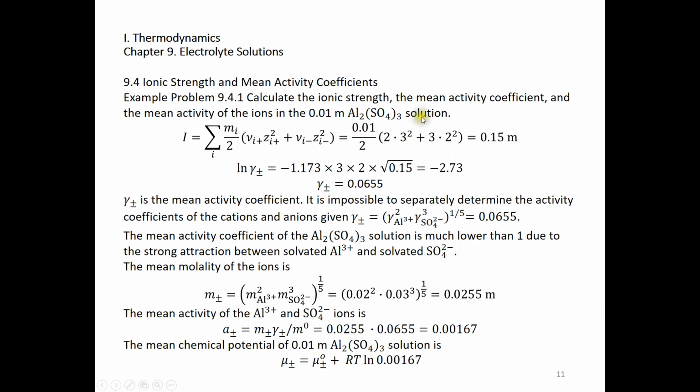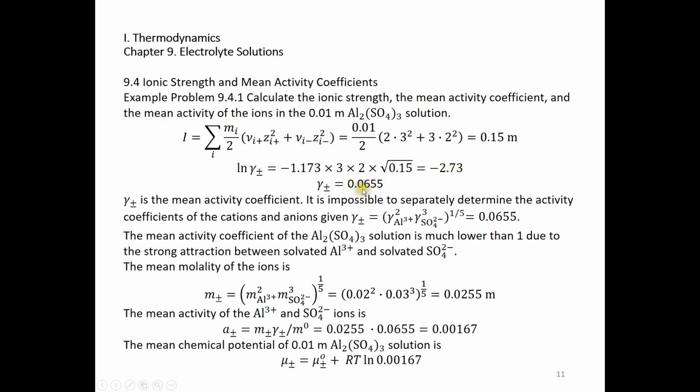And how do we get the mean activity coefficient? We use this equation proposed by Debye and Hückel. The natural logarithm of the mean activity coefficient is minus 1.173 times 3 times 2. Those are the absolute values of the charges of the cation and anion, and then the square root of 0.15. So inside this square root, it's I over m naught, just to get rid of the unit, and then we get negative 2.73, and then gamma plus minus is e to the power of negative 2.73, which is 0.0655.